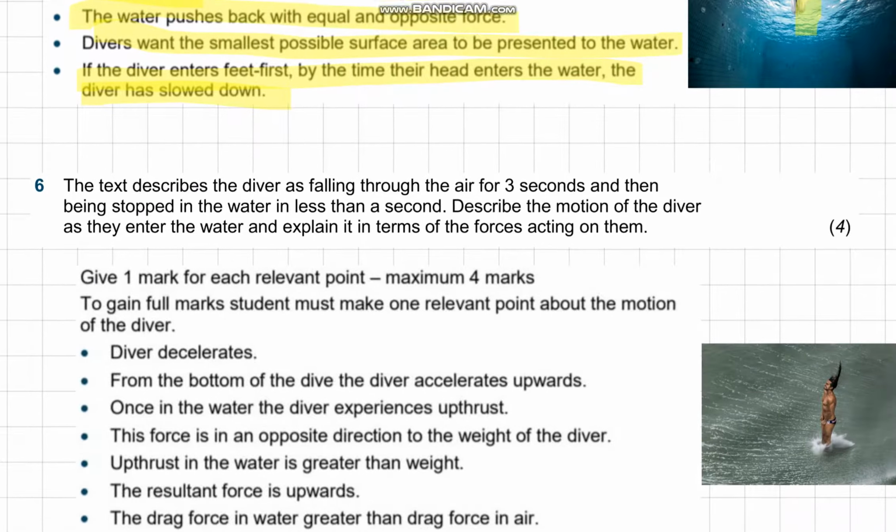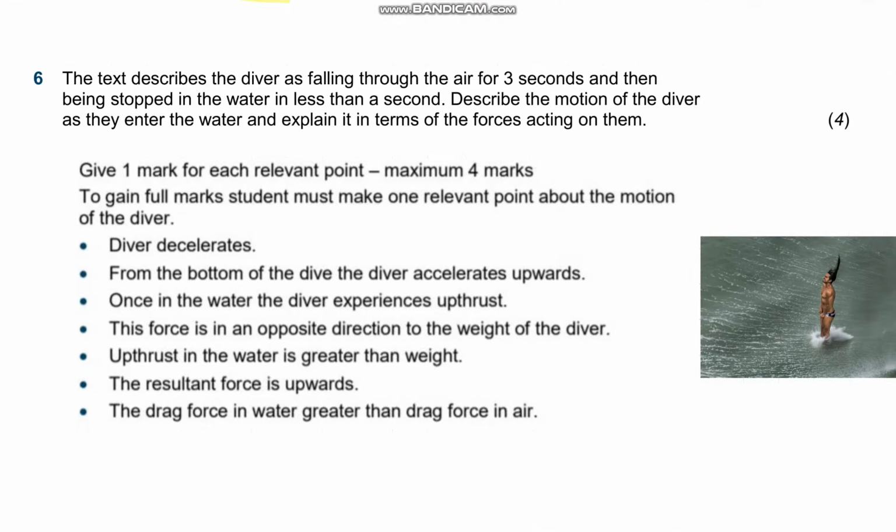Question 6. The text describes the diver as falling through the air for 3 seconds and then being stopped in the water in less than a second. Describe the motion of the diver as they enter the water and explain it in terms of the forces acting on them. Give 1 mark for each relevant point, maximum 4 marks. To gain full marks, students must make 1 relevant point about the motion of the diver.